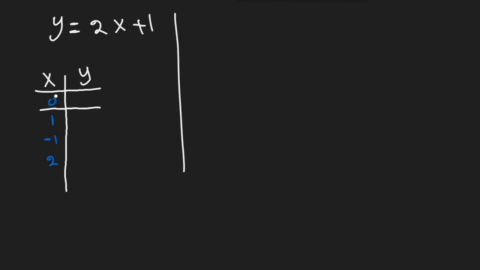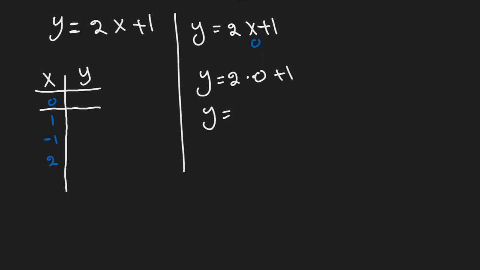this is step x is 0. So write the equation y equal to 2x plus 1. If x is 0, here I'll put 0. Let me write this equation again. Y equal to 2 multiplied by x, which is 0, plus 1. Y is equal to 2 times 0 is 0 plus 1, it's 1. So y is 1 here.